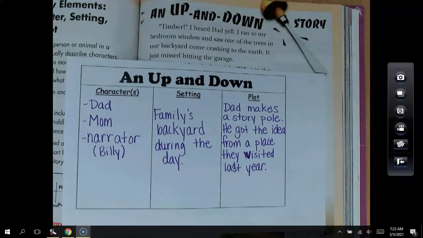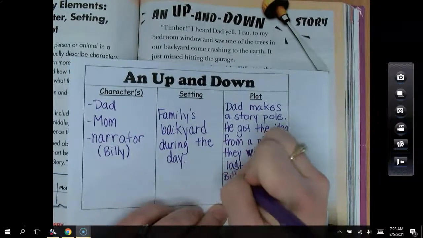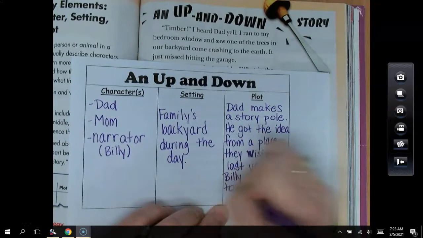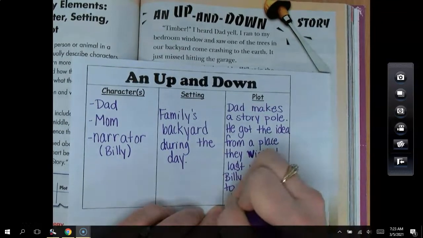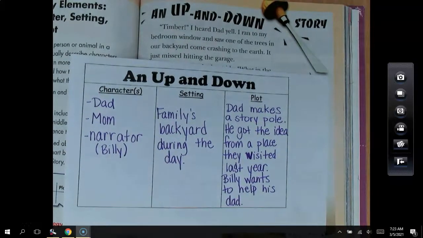And remember, what happens at the end? Yeah, Billy's going to help him. Billy wants to help his dad. So go ahead and write all that information, boys and girls.